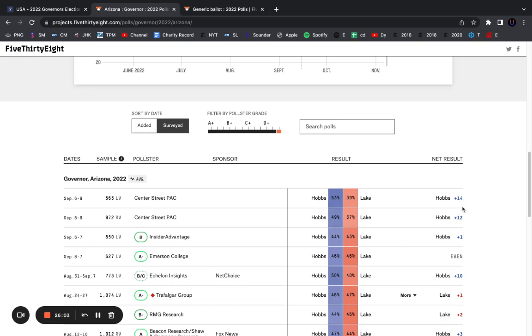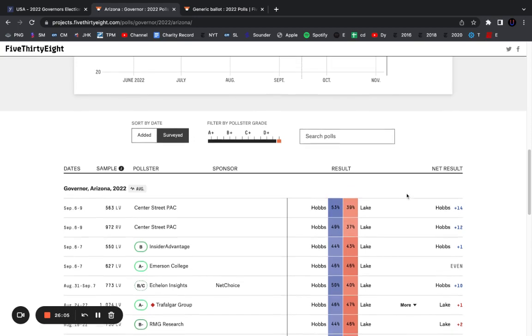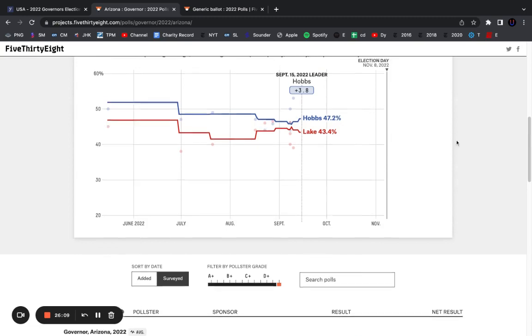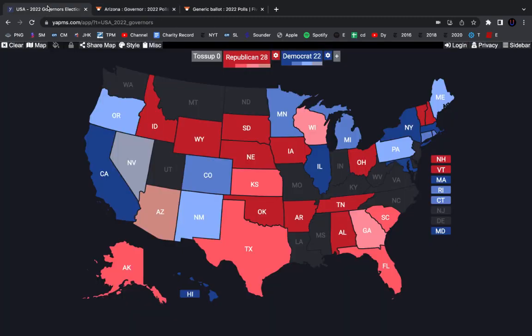Center Street PAC has Hobbs up by 14 and 12, which does not make any sense. And when you take those polls out, it's basically just a 2 point lead for Hobbs. And so I think as of right now, she'd lose by like half a point or something really close like that. But I think by election day, I could change it back to the Democrats.